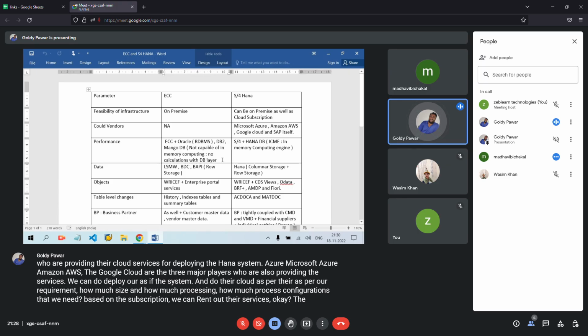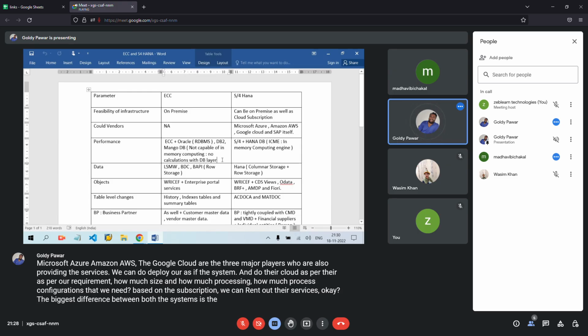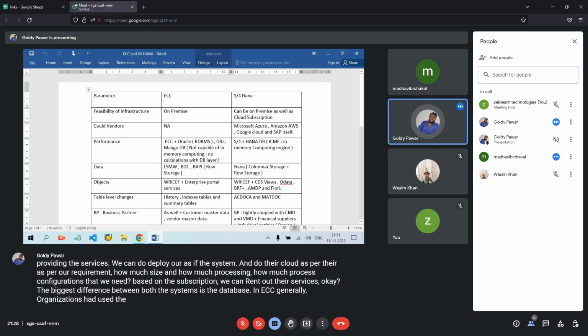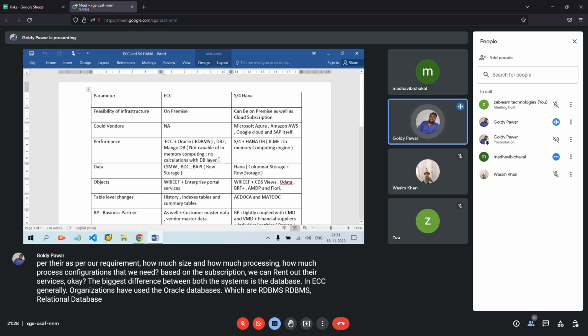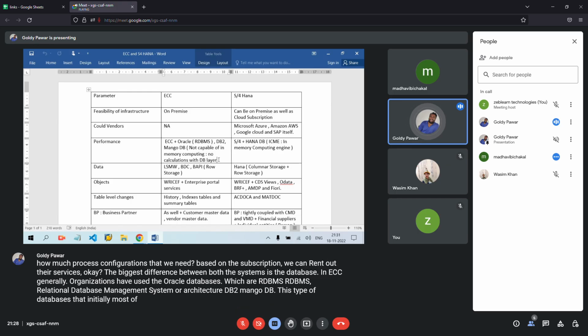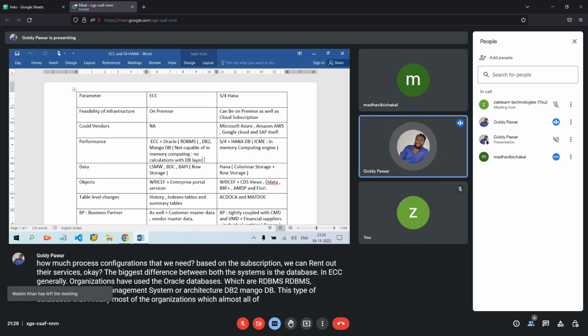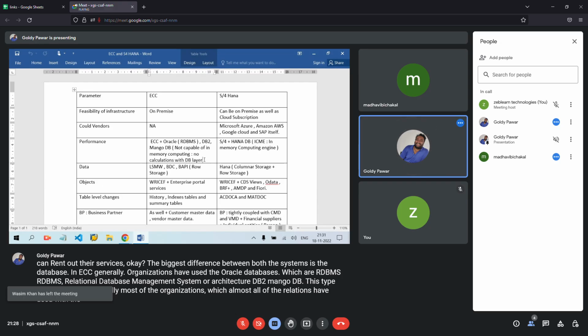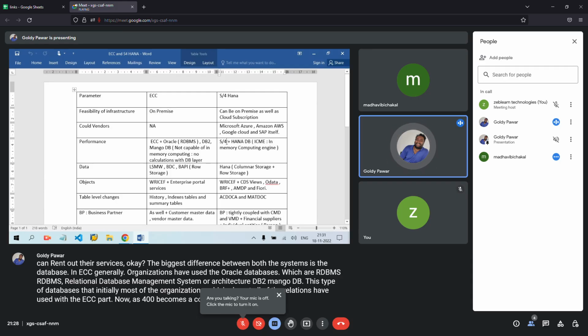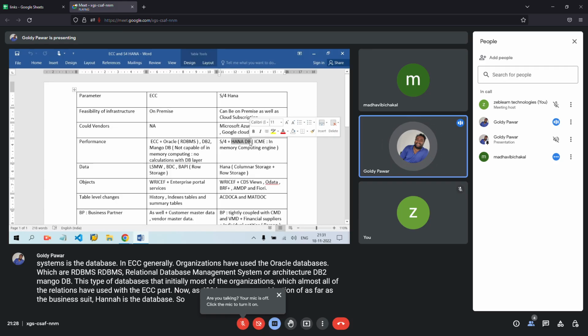The biggest difference between both systems is the database. In ECC, organizations generally used Oracle databases, which are RDBMS, Relational Database Management System, or DB2, MongoDB, these types of databases. Almost all organizations initially used these with ECC. Now S/4HANA is a combination: S/4 is the business suite, HANA is the database, the latest database introduced by SAP.